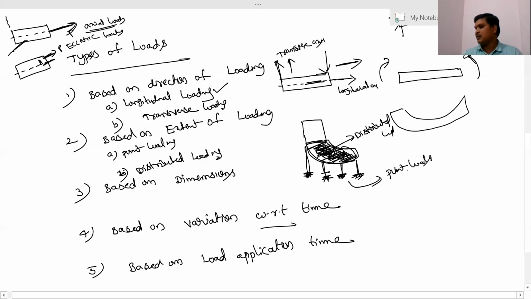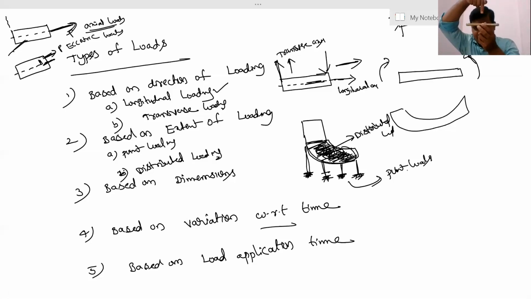Is it clear? So I'm taking, this is my mobile. If the load is acted exactly on this point, this is a point load. Or if the load is acted on this entire surface, it is called a distributed load.